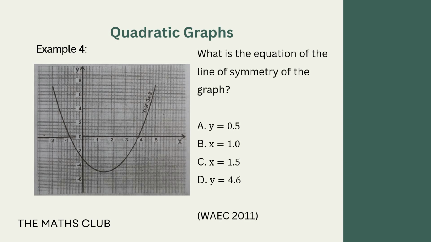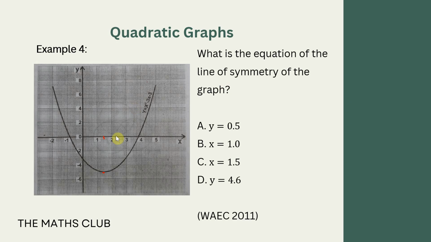Example 4 now says that given that same question, what is the equation of the line of symmetry of the graph? Now, I told you that the line of symmetry occurs at the vertex. So just know what the vertex is, and this is the vertex. Vertex is the maximum or the minimum point of the graph. So this is the vertex here. If you trace it, it is somewhere here.